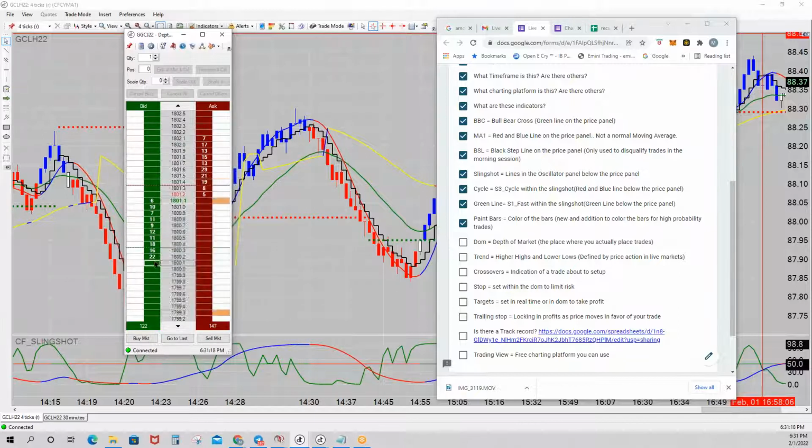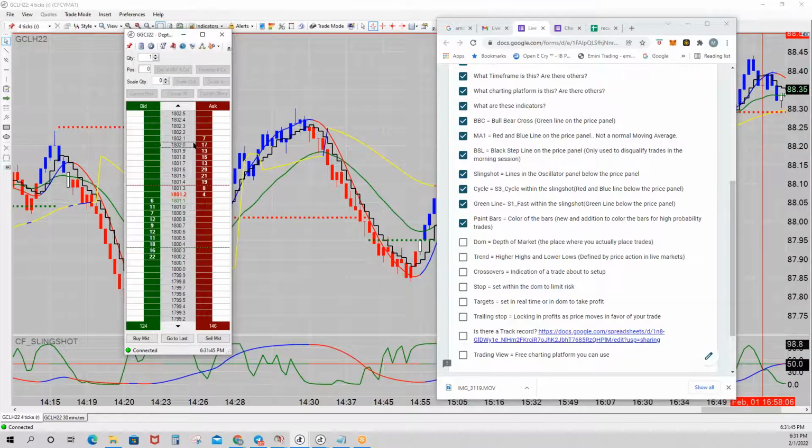Everybody over here is trying to buy. Everybody over here is trying to sell, okay? You don't know why they're trying to buy or why they're trying to sell. You don't need to know that. What you do know is that the current price to buy is right here, 1801.2, and the current price to sell is right here at 1801.1. Okay, that's what you know.